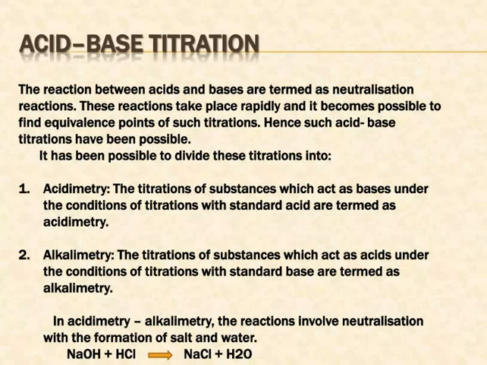Hence, such acid-base titrations have been possible. It has been possible to divide this titration into acidimetry and alkalimetry. What is acidimetry? The titration of a substance which acts as a base under the conditions of titration with a standard acid is termed acidimetry. What is alkalimetry? The titration of a substance which acts as an acid under the conditions of titration with a standard base is termed alkalimetry. So in acidimetry and alkalimetry, the reaction involved is neutralization with the formation of salt and water.